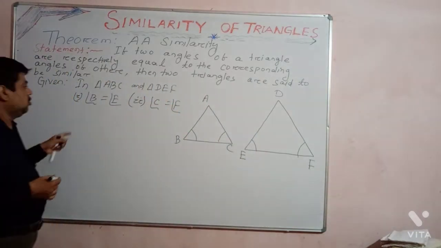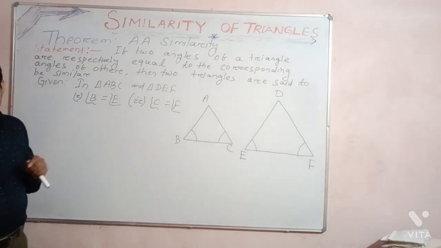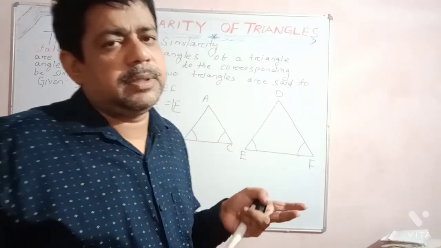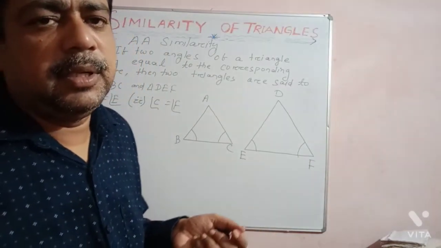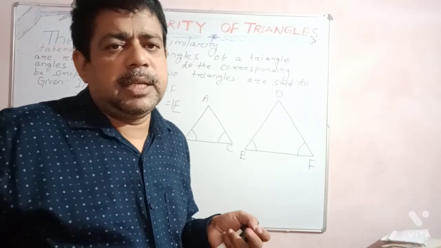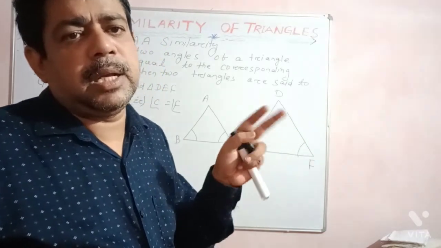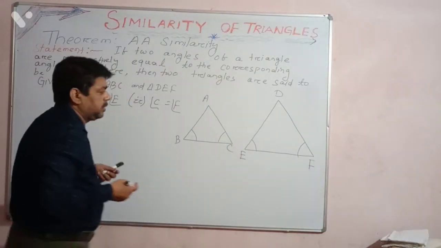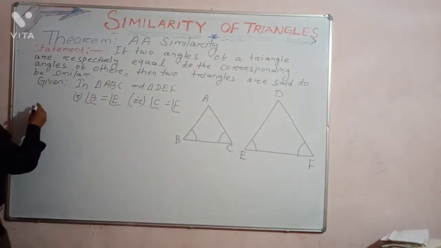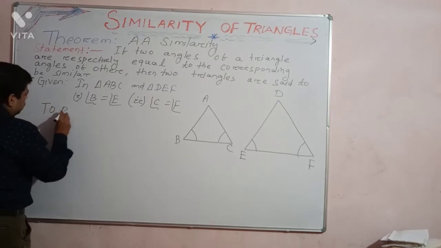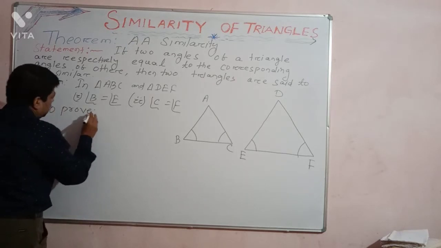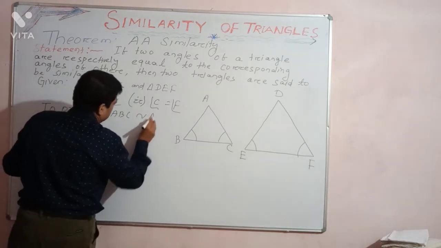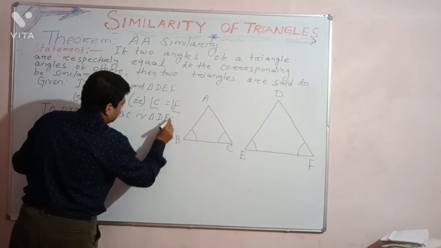So if two angles of a triangle are respectively equal to the corresponding angles of the other, this is the necessary and sufficient condition for the two triangles to be similar. Naturally, the third corresponding angle will also be equal. It means angle A will also be equal to angle D. So to prove what? Triangle ABC is similar to triangle DEF. Yes or no? That you have to prove.